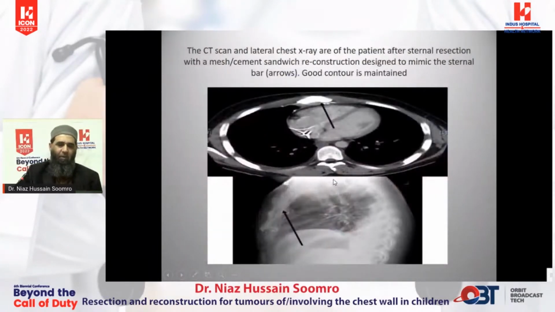Here is another example of methyl acrylate bone cement between two layers of Prolene, especially when we resect the sternum for sternal tumors, so it provides the contour of the sternum. This contour at the sternal site is shown here, and you can see nicely that it mimics the sternum.